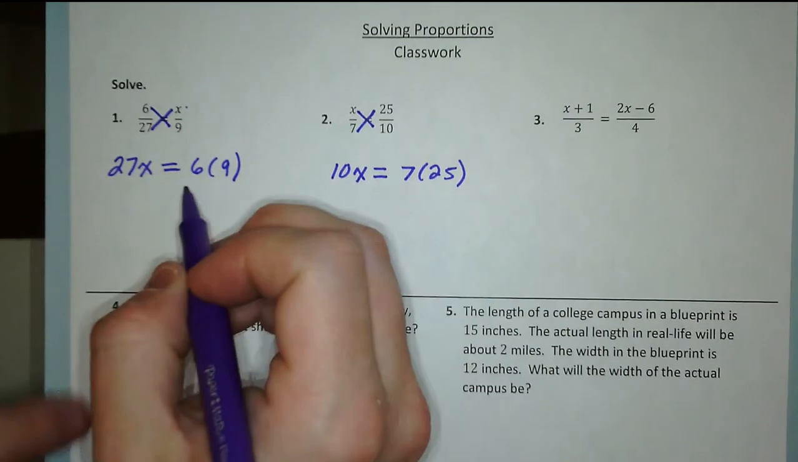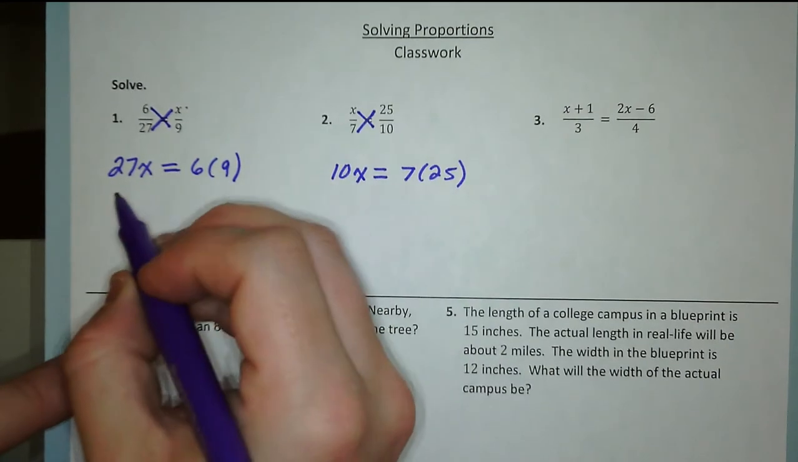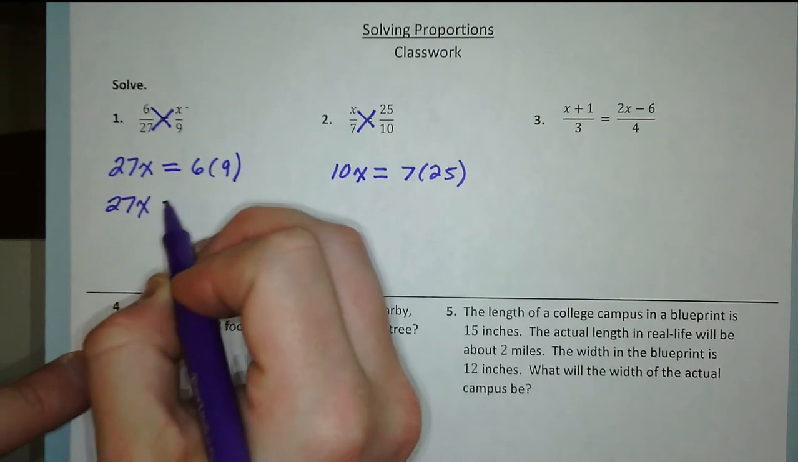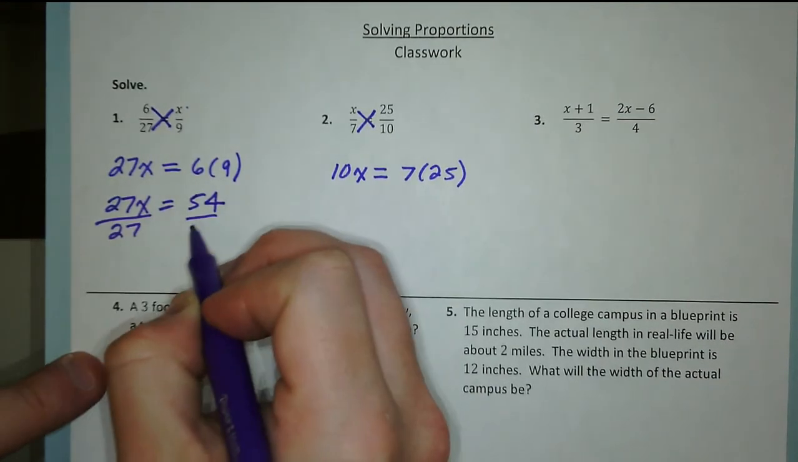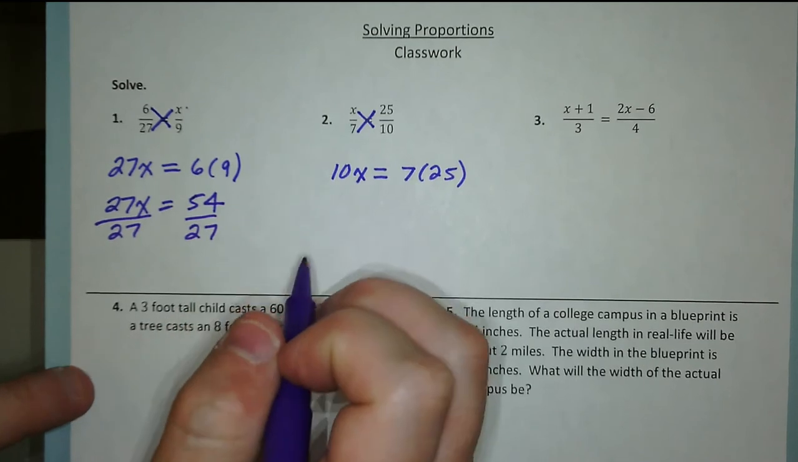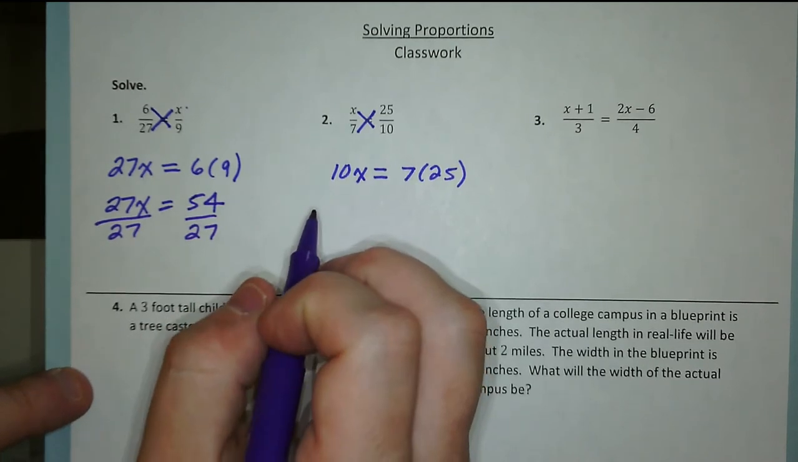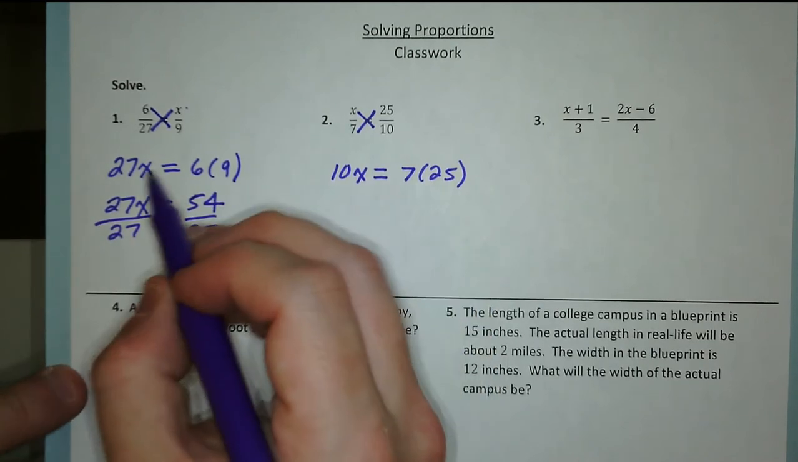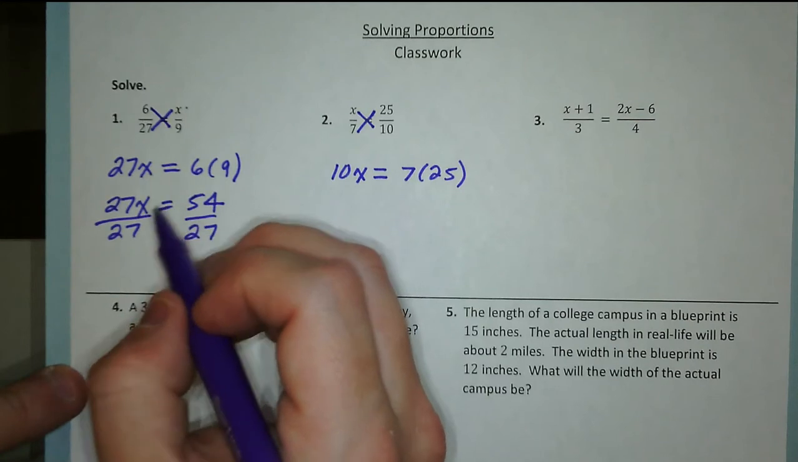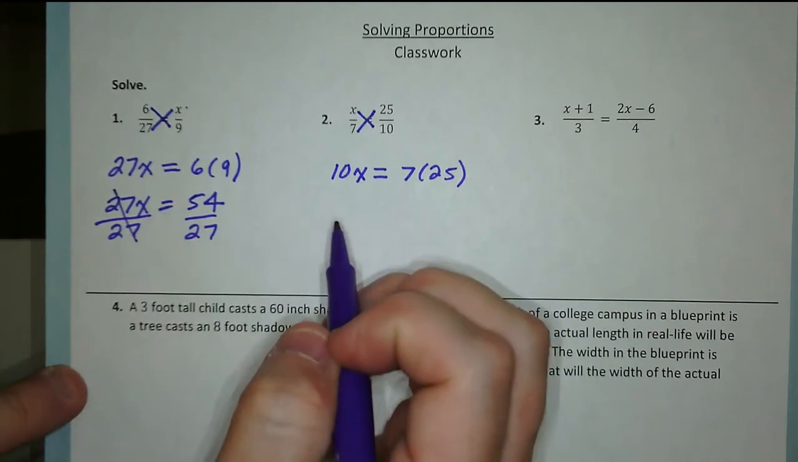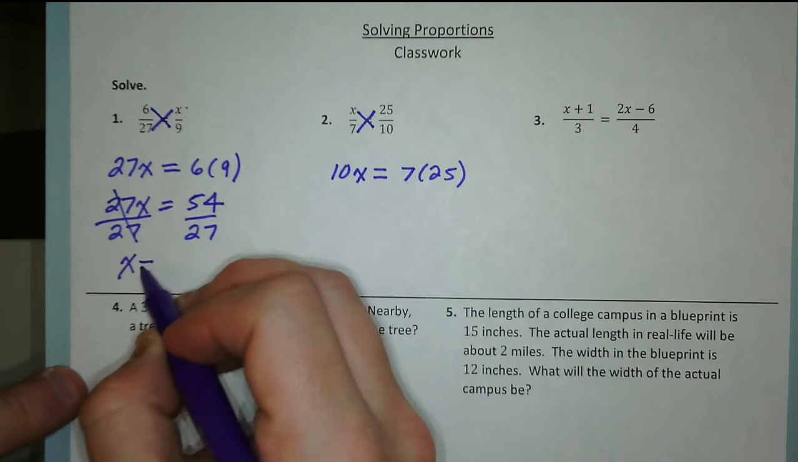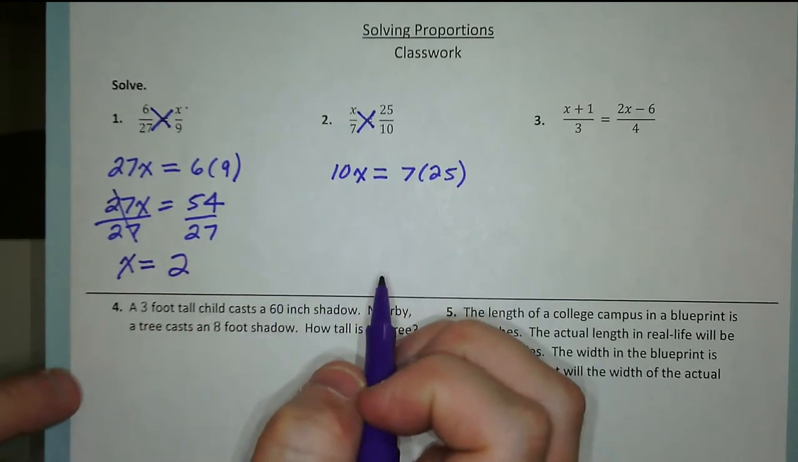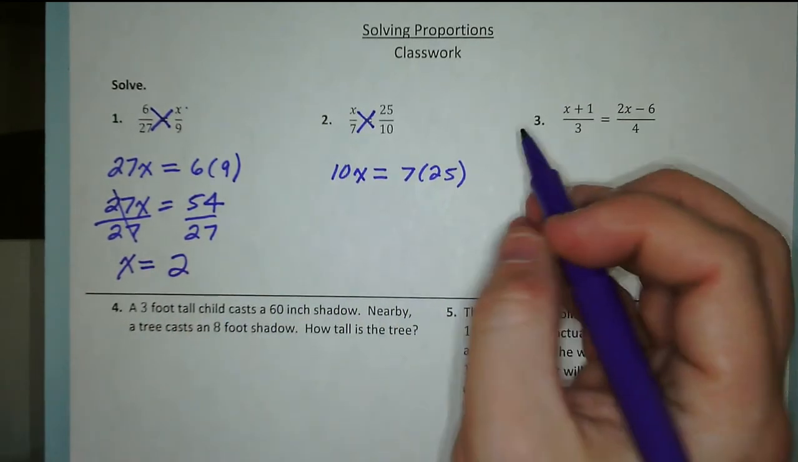But now that I've cross multiplied, I can do 27x equals, I believe, 54. And then you can just continue solving for x the way you would always solve for x and get x by itself. You can divide both sides by 27, which will cancel out that 27 and leave x all by itself. And I believe that's just a nice answer of 2.